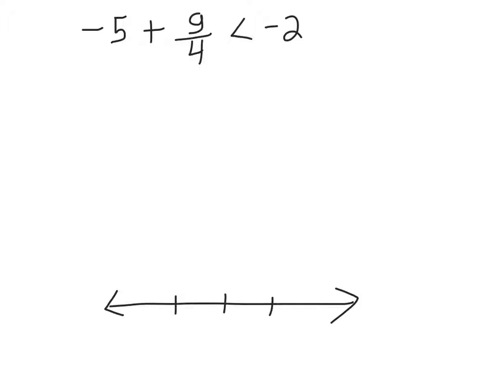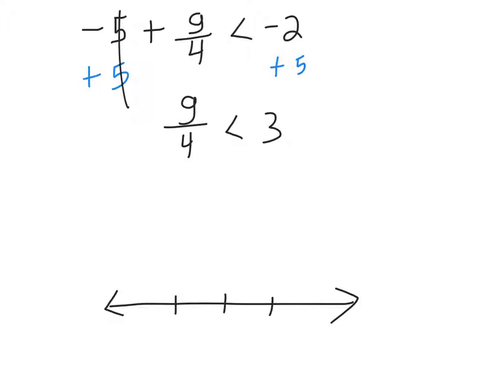Now for this problem, you get a couple different steps. You're adding negative 5 and you're dividing by 4. So you want to work from what's furthest away from G first. So you're adding negative 5, which is kind of like subtracting 5. So I'm going to add 5 to both sides of this inequality. The 5's cancel. I'm left with G over 4 is less than 3.